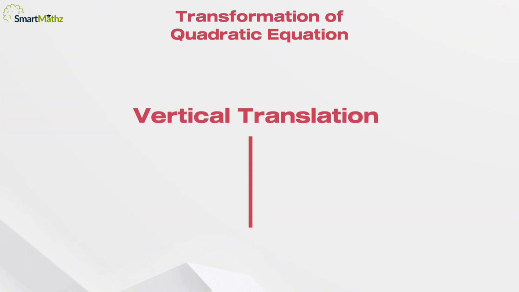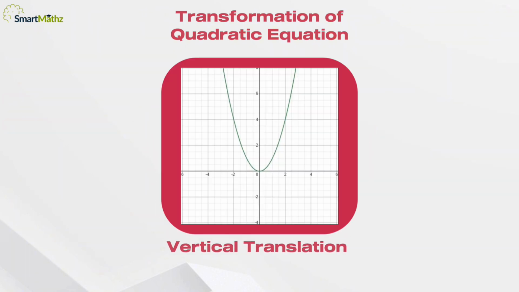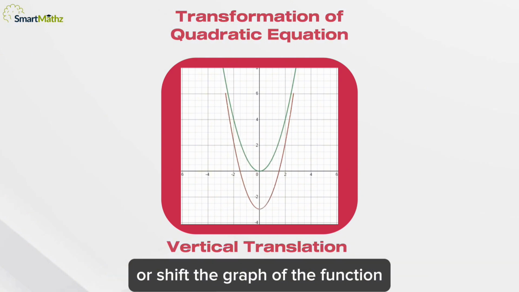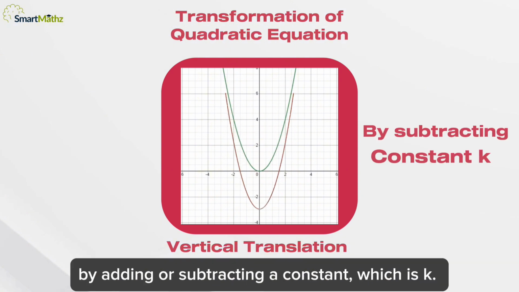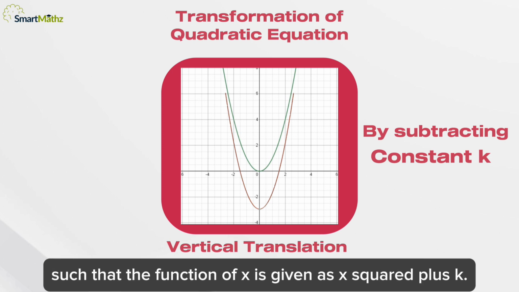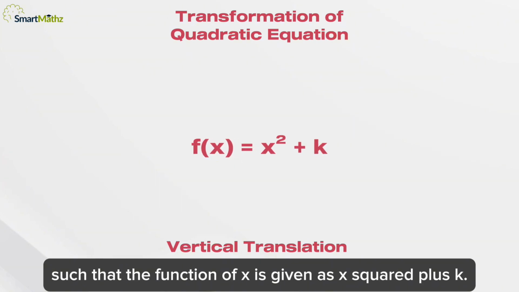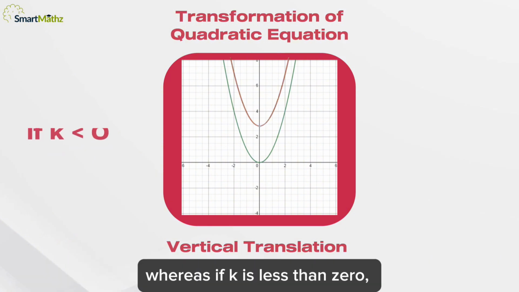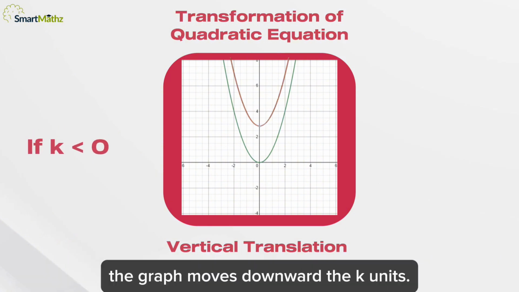Vertical translation. You can represent a vertical translation or shift of the graph of the function by adding or subtracting a constant, which is k, such that the function of x is given as x squared plus k. If k is greater than 0, the graph moves upward k units. Whereas if k is less than 0, the graph moves downward k units.